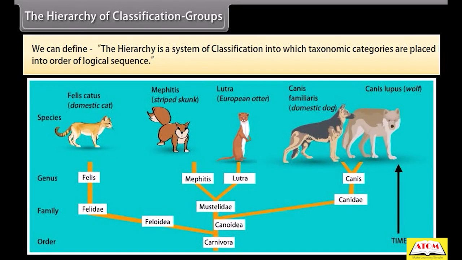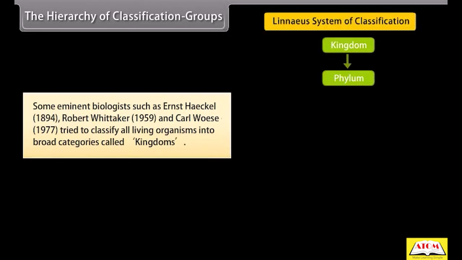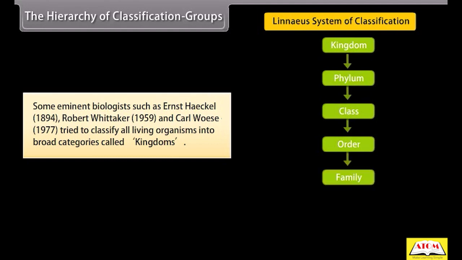The hierarchy of classification groups. We can define the hierarchy as a system of classification into which taxonomic categories are placed in order of logical sequence. Some eminent biologists such as Ernst Haeckel, 1894, Robert Whittaker, 1959, and Carl Woese, 1977, tried to classify all living organisms into broad categories called kingdoms.